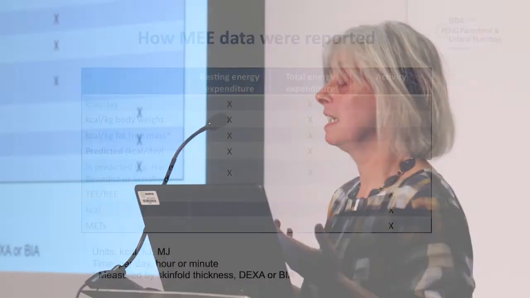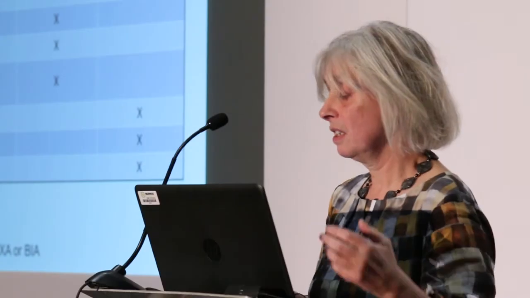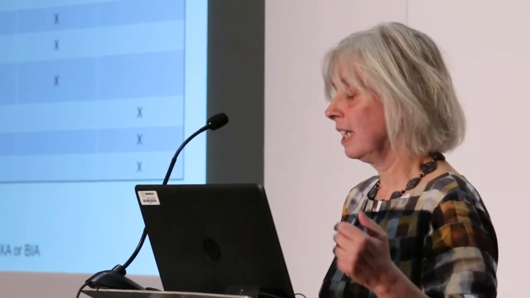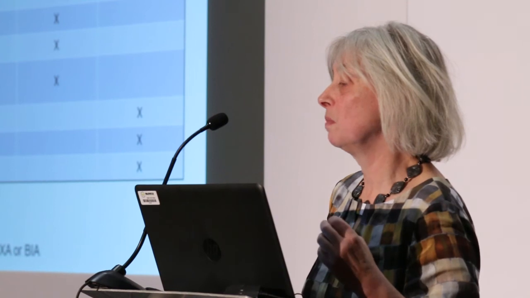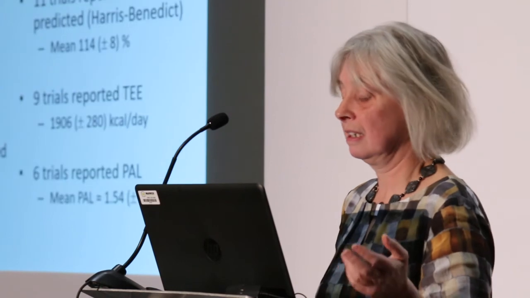We've also had predicted energy expenditure in cals per day, kilojoules per day, megajoules per day, and percentage predicted, the vast majority being Harris Benedict, but not all of them. And also, even physical activity has been reported in three different ways. Often it's reported as a ratio between total and resting energy expenditure, or it might have been actually measured in calories, or it might have been reported in METs. So there's a huge variation there. And I just want to present a few slides of some work I've done in COPD before this, just to give you a feel for some of the things that we're going to see.